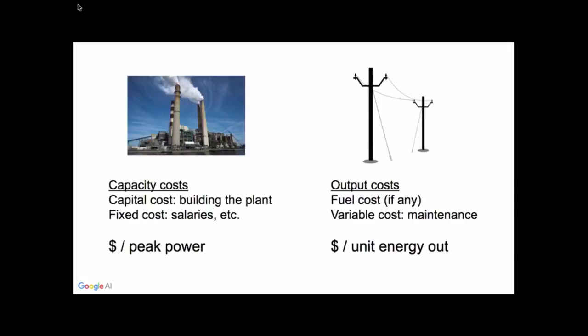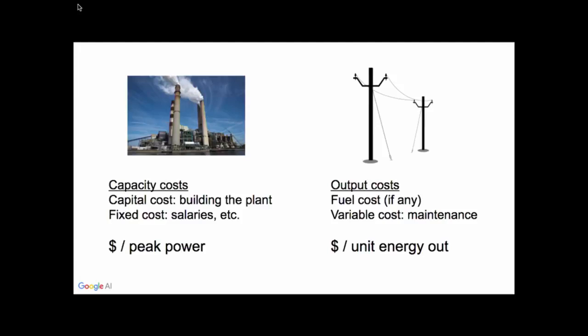So let's say you're a utility and you want to build an electrical plant. Your costs are going to be one of 2 styles. On the left, they're capacity costs. Those are costs you would incur even if you generated no electricity. You have to build your plant, and you have to incur fixed costs. You have to hire people to work at your plant, even if you generated no electricity. So the units of that kind of capacity cost are dollars per peak power, and they're linear in the peak power. So if you built a 1 gigawatt plant, it would cost about twice as much as if you wanted to build a 2 gigawatt plant.